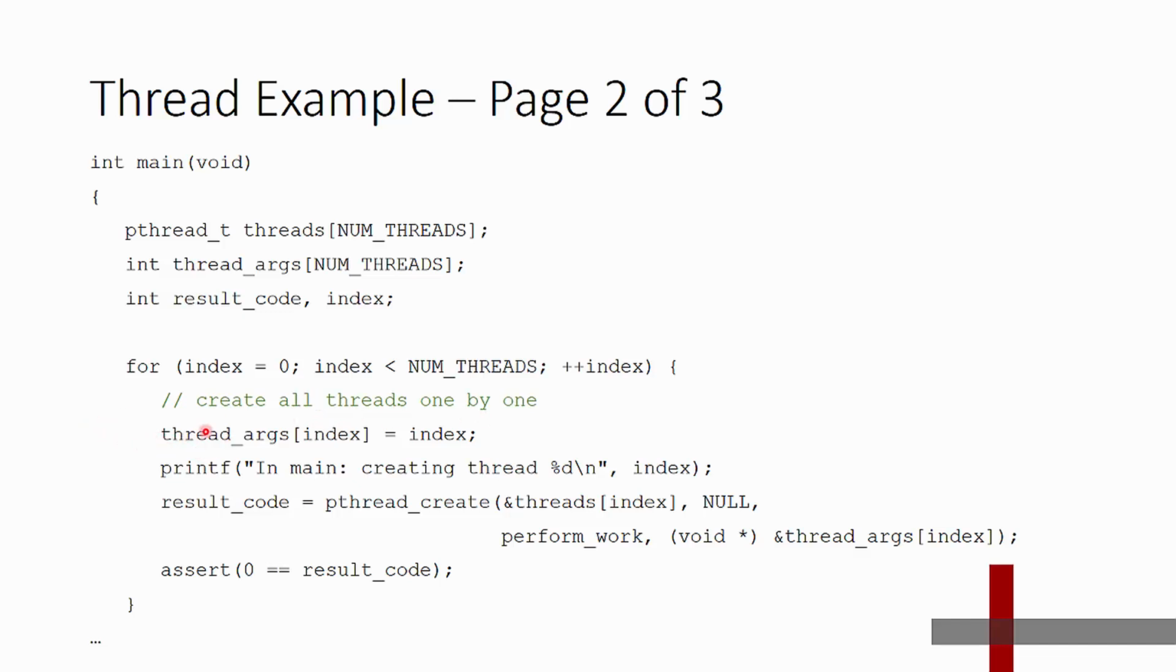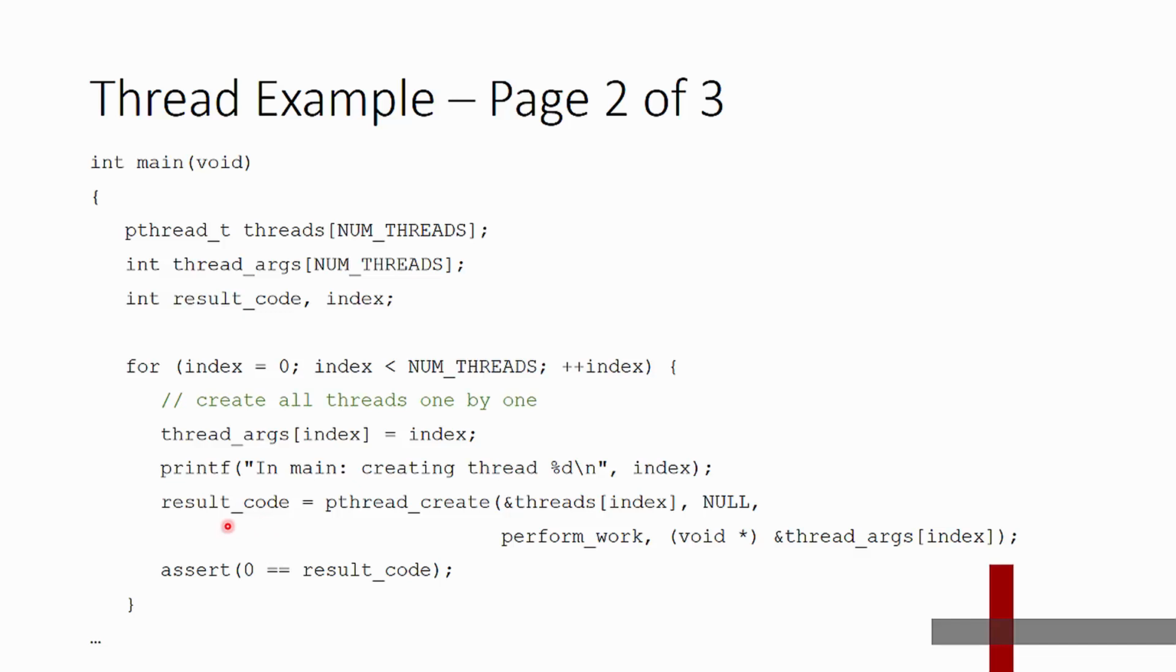So first of all, our arguments, let's go ahead and say that for index 0, let's make the argument be 0. So the first argument for the first thread will be 0, the second one will be 1, the third one will be 2, and on up. And we'll print out that we're in main and that we're creating that thread. So go ahead and indicate which thread we're creating as we go. Then actually create the thread.